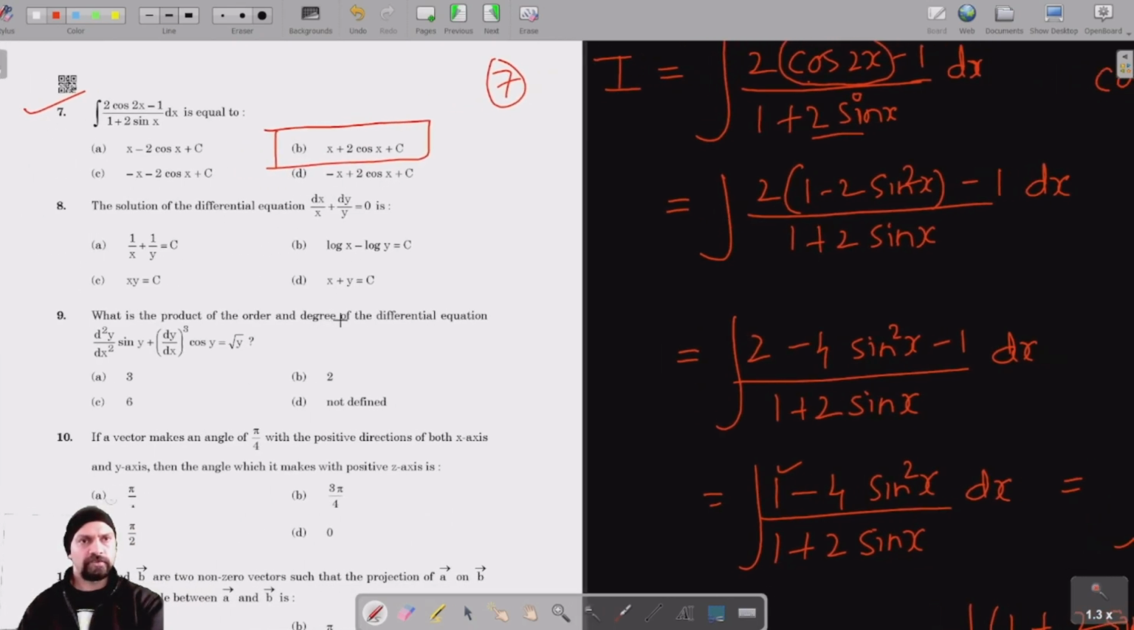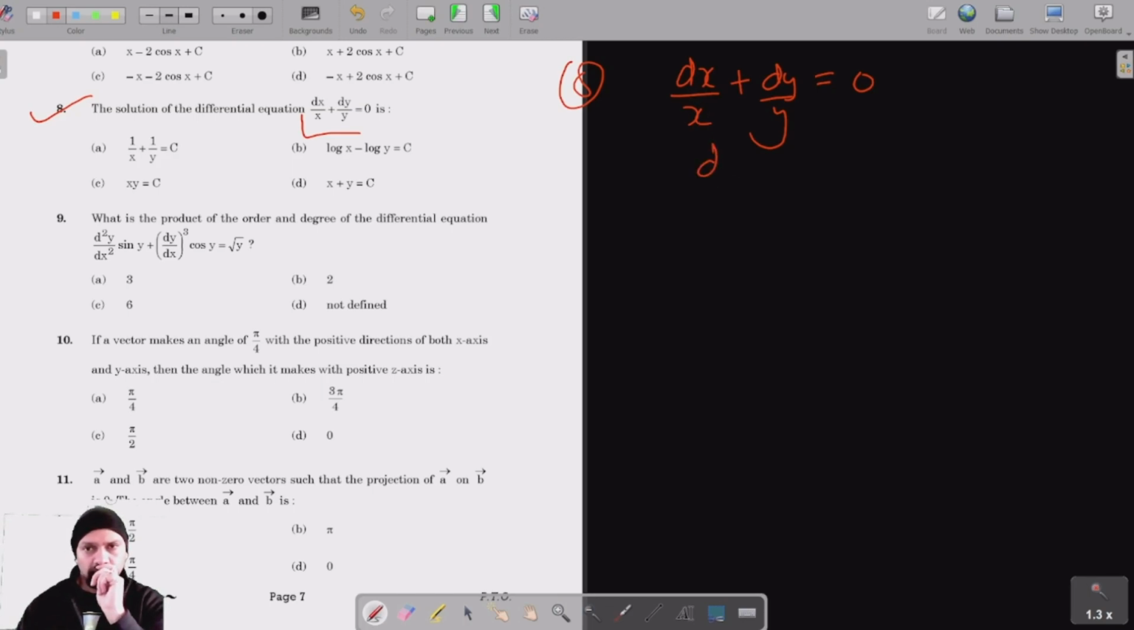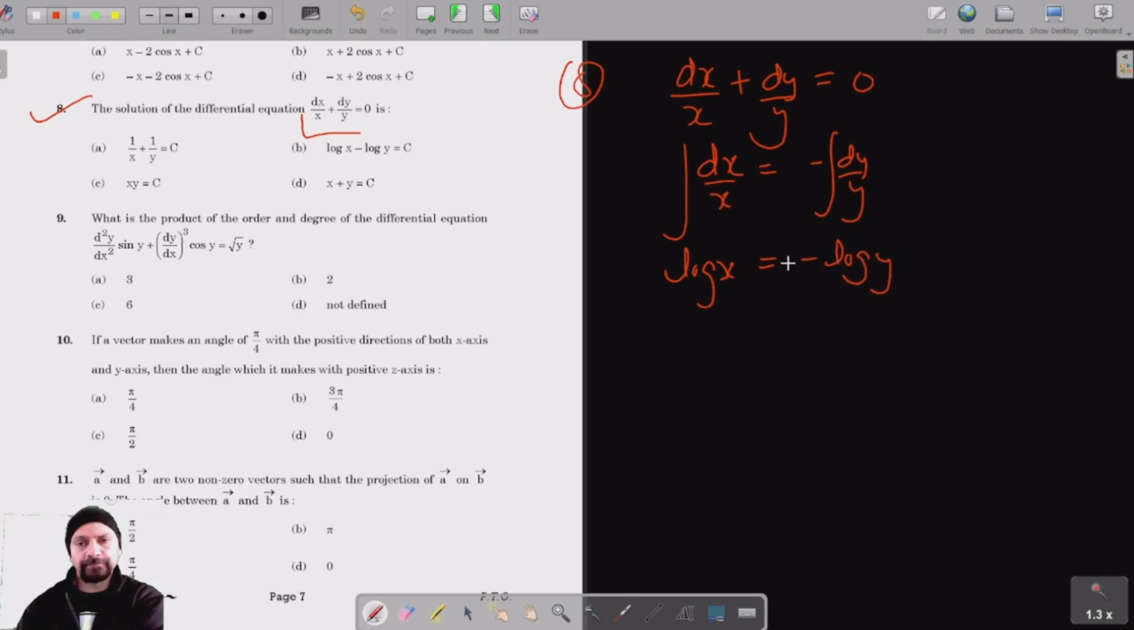And let's move on to question number 8. Again, for question number 8, we have to find the solution of the differential equation. So this is question number 8, and it's dx upon x plus dy upon y is equal to 0. So let's try to separate the variables and now integrating on both sides. So integration of 1 by x is log x, and integration of minus 1 by y is negative log y. And when all the values are in log, we also take the constant as log.